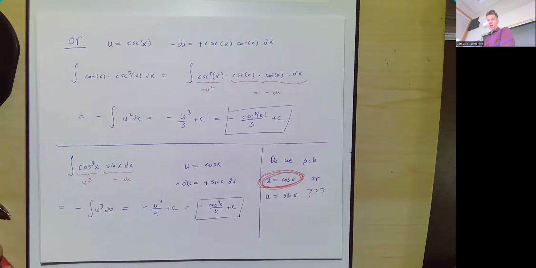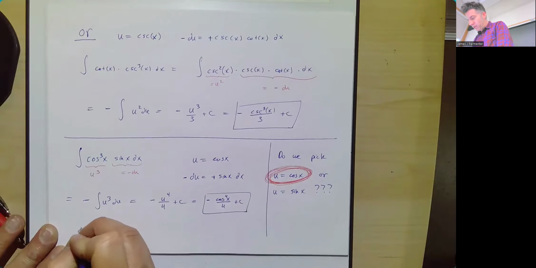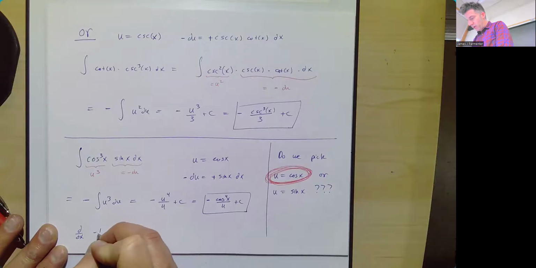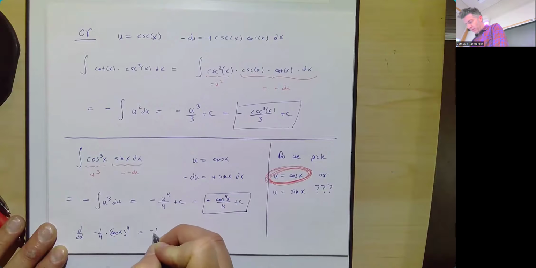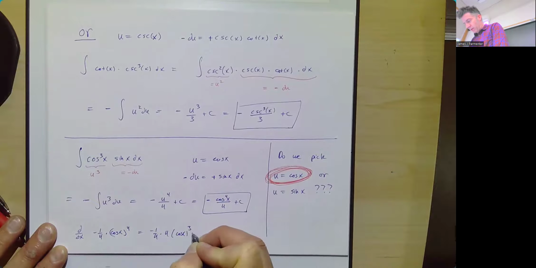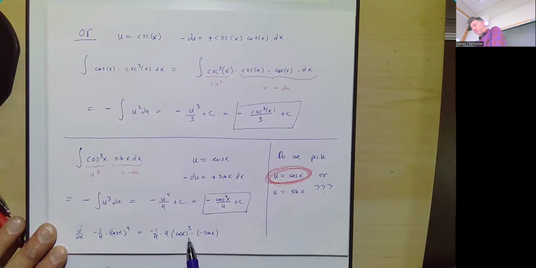And if you're not sure if that's right, you could think about taking the derivative of negative 1/4 times cosine of x to the fourth. The derivative of negative 1/4 times some stuff to the fourth power is going to be negative 1/4 times 4 times your stuff to the third power times the derivative of your stuff. And oh, look, this derivative is exactly the thing we started off with when we were trying to integrate. The negative 1/4 times 4 times negative 1 is just 1, and you've got cosine cubed times sine. So same thing.